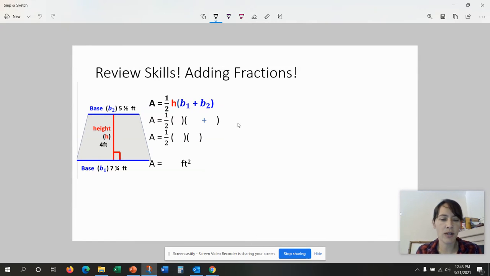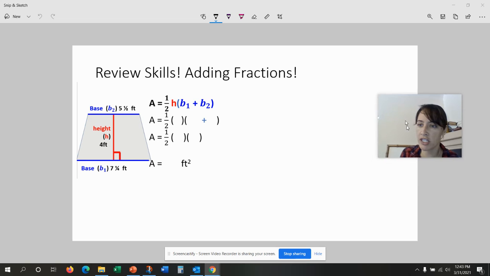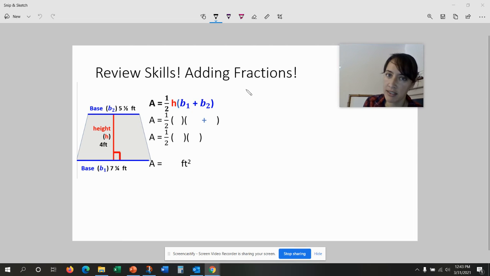Well, hello. So this was our review skills video. I hope you guys watch it because these skills are important for you to have. We talked about this trapezoid. So remember, this formula is saying 1/2 times height times quantity, base 1 plus base 2. So I liked the student, they said the top plus the bottom.